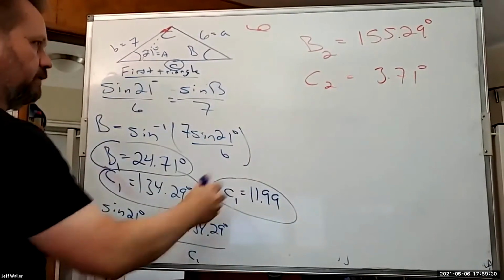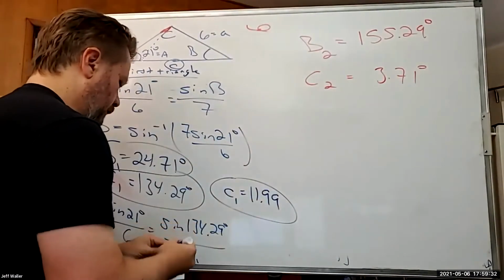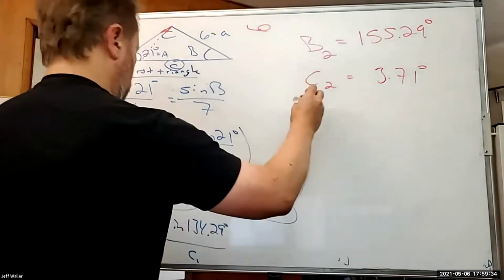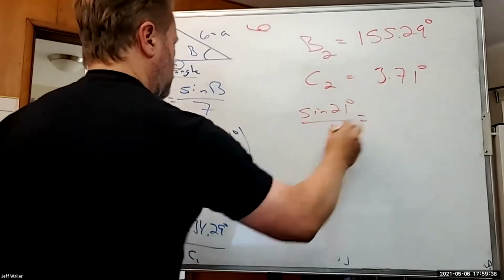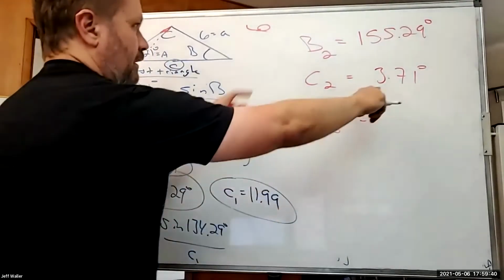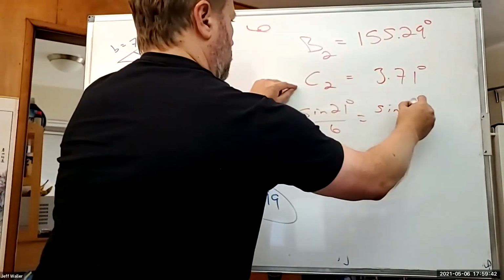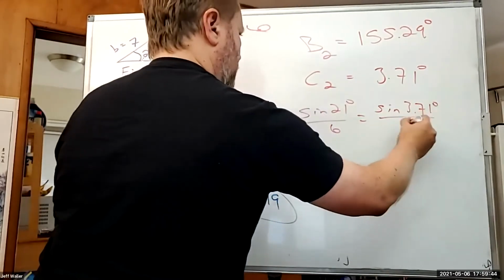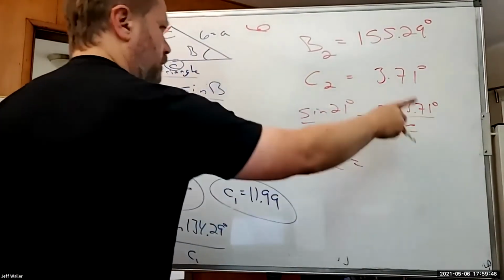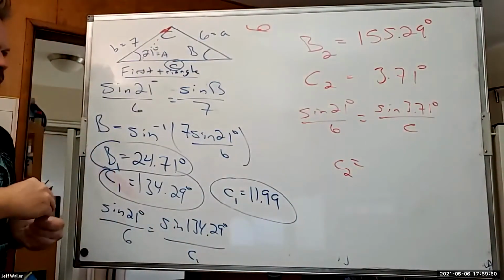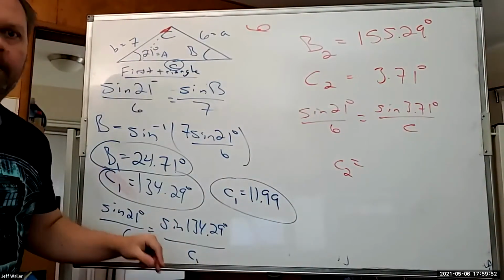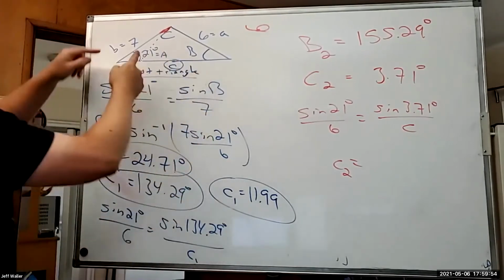But when I set this up now, do it in red. Sine 21 over 6 equals sine of 3.71 over C. So now when I solve that for C, I'll make it C2. I'll get the other possibility.